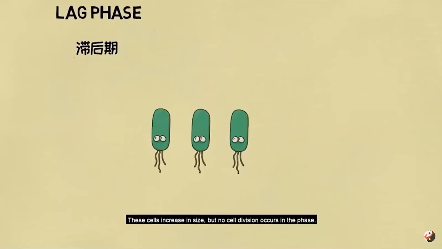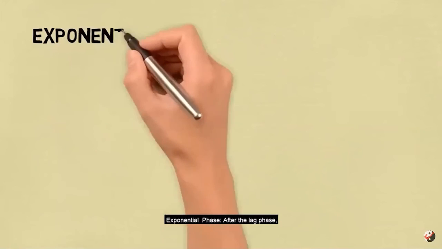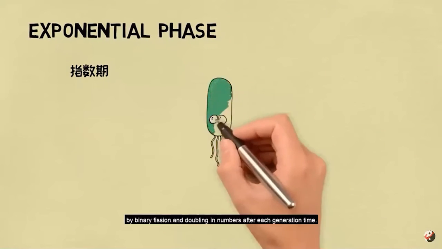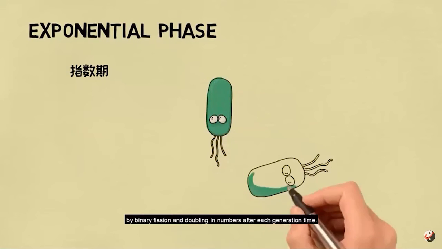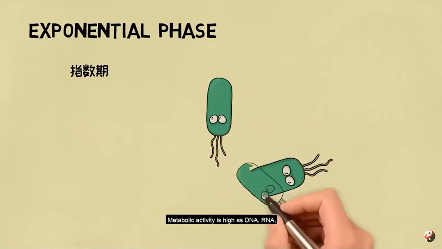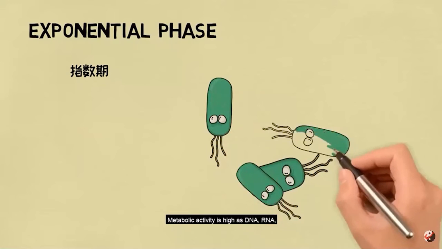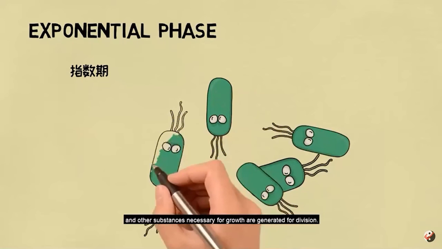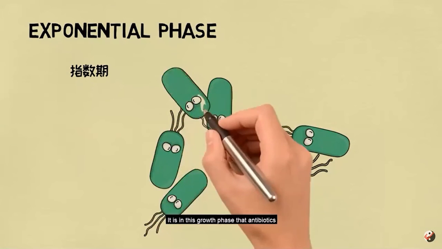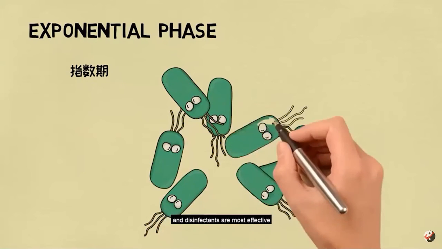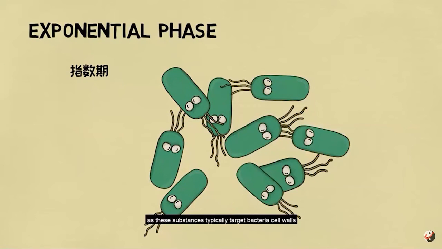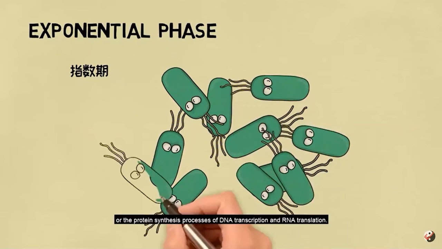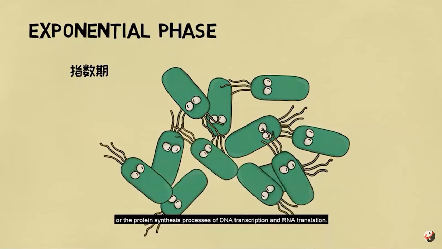Exponential phase. After the lag phase, bacterial cells enter the exponential phase. This is the time when the cells are dividing by binary fission and doubling in numbers after each generation time. Metabolic activity is high as DNA, RNA, cell wall components, and other substances necessary for growth are generated for division. It is in this growth phase that antibiotics and disinfectants are most effective, as these substances typically target bacteria cell walls or the protein synthesis processes of DNA transcription and RNA translation.